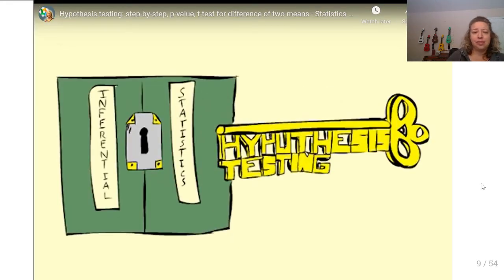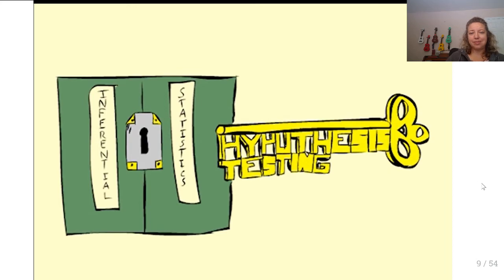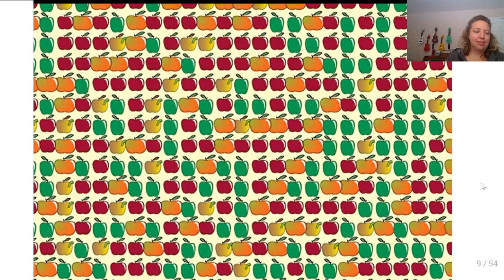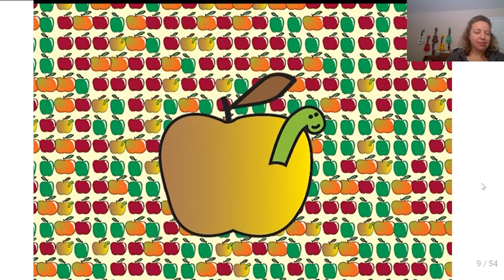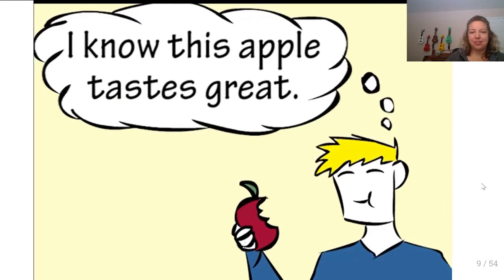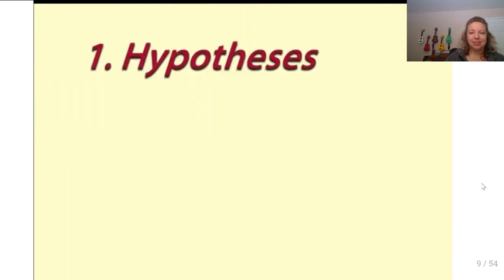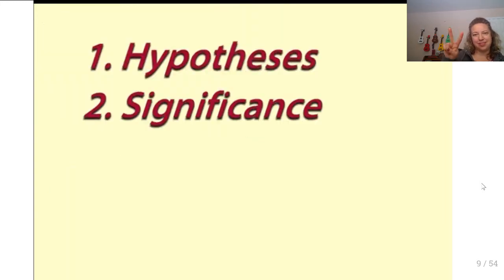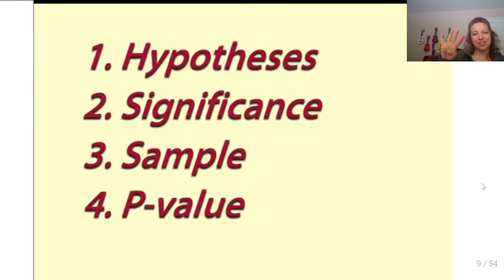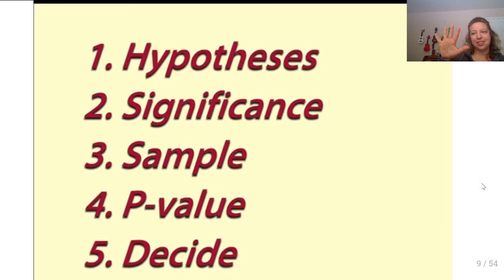Hypothesis testing is a key procedure in inferential statistics. It is based on the idea that we can tell things about a population from a sample taken from it. Hypothesis testing can be explained in 5 steps: hypotheses, significance, sample, p-value, decide.